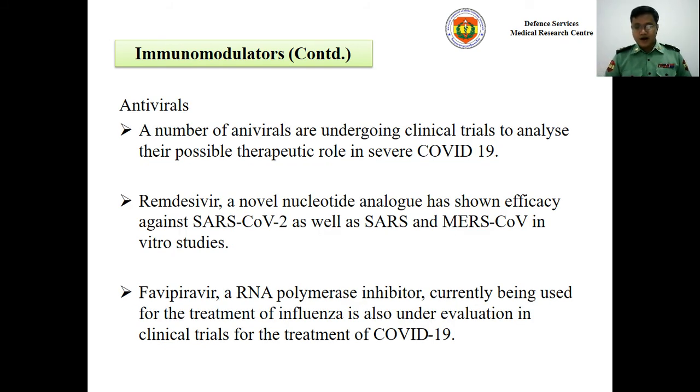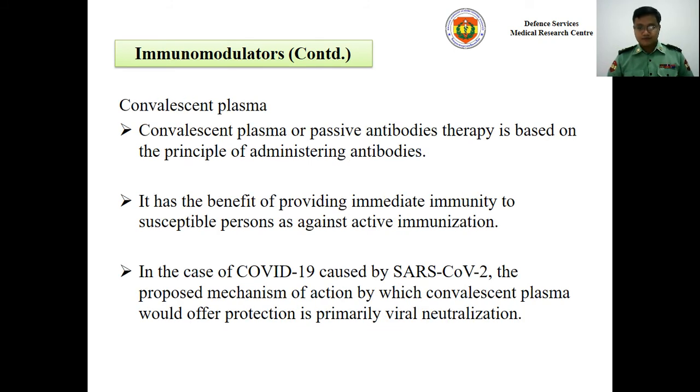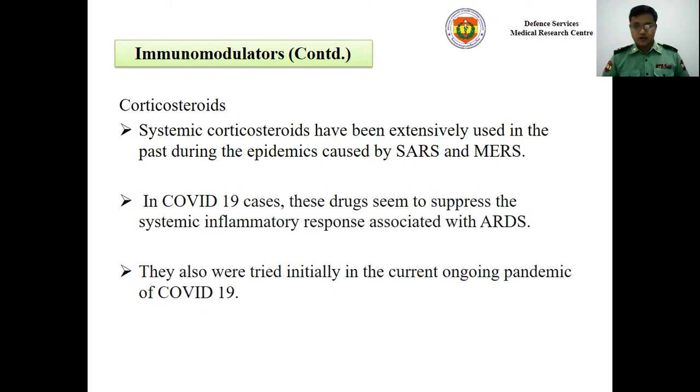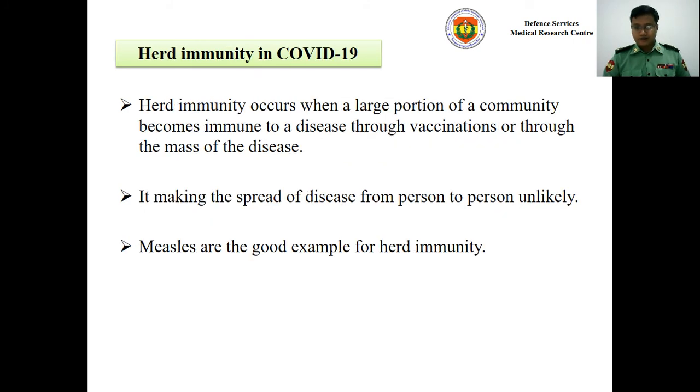Antiviral: remdesivir and other novel nucleotide analogs have shown efficacy against SARS-CoV-2, as well as in SARS and MERS, in vitro. Convalescent plasma, or passive antibody therapy, is based on the principle of administration of antibody. In the case of COVID-19 caused by SARS-CoV-2, the proposed mechanism of action by which convalescent plasma will offer protection is primarily viral neutralization. Corticosteroid. They were tried initially in the current ongoing pandemic of COVID-19.